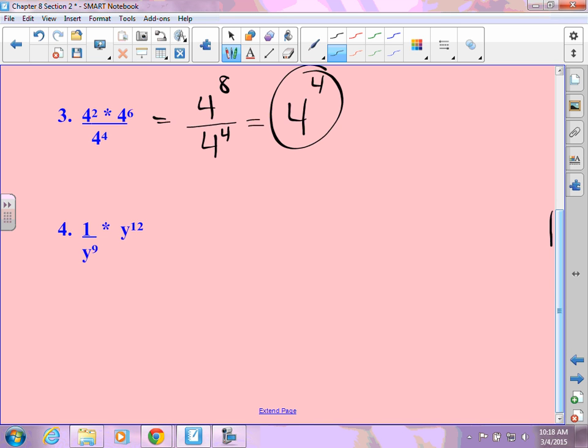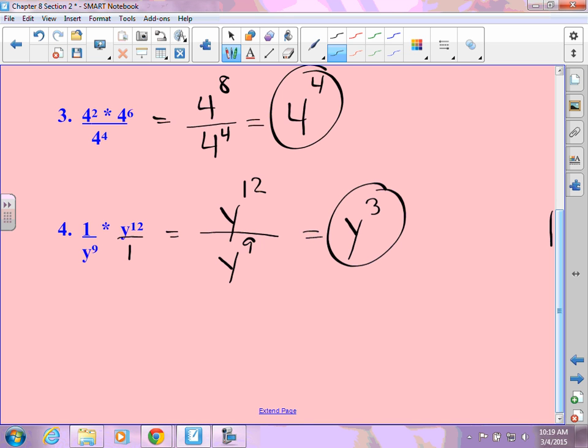On this one, I put this over 1, and then when I bring it across, 1 times y to the 12th is y to the 12th. So I got y to the 12th over y to the 9th. So bring those together, the numerators and the denominators, because 1 times anything is itself. And then I subtract and I get y to the 3rd. Okay, so those are some things that we did yesterday.